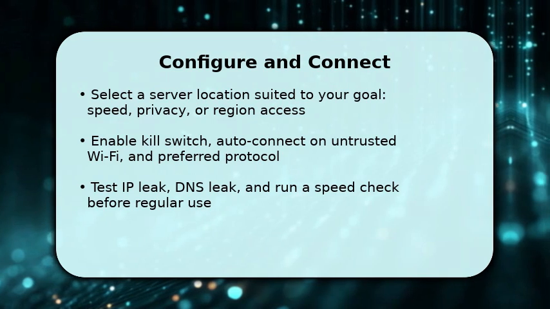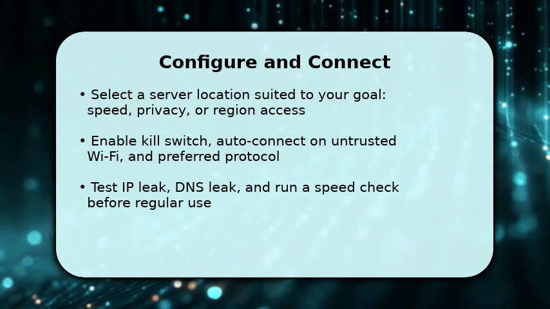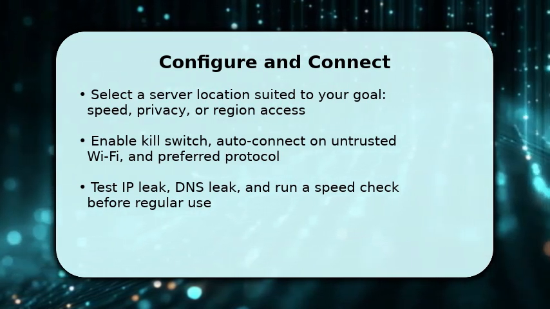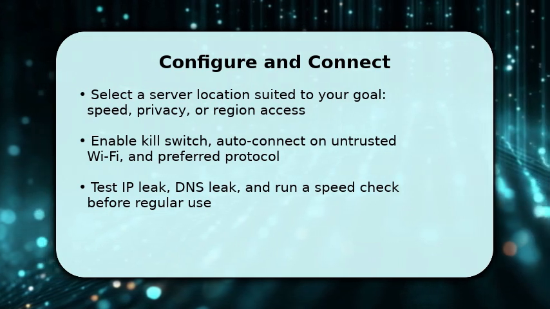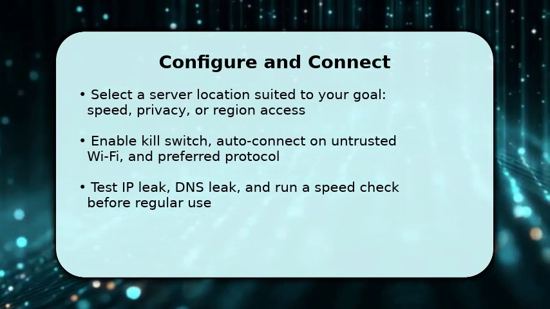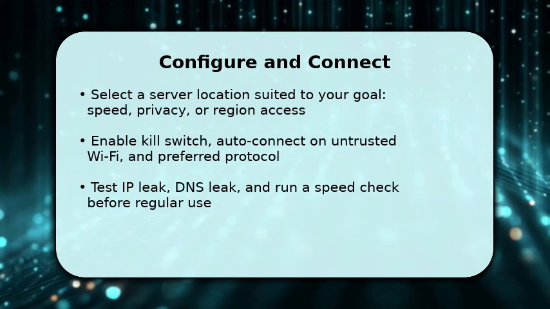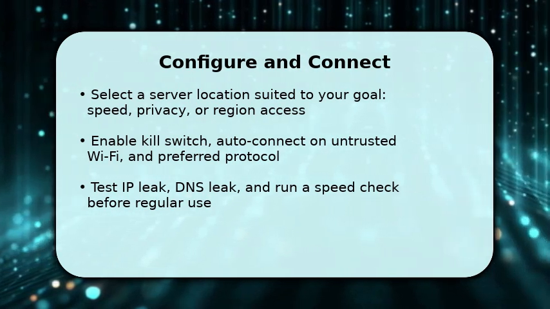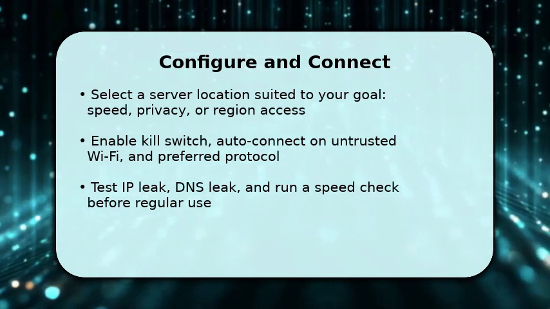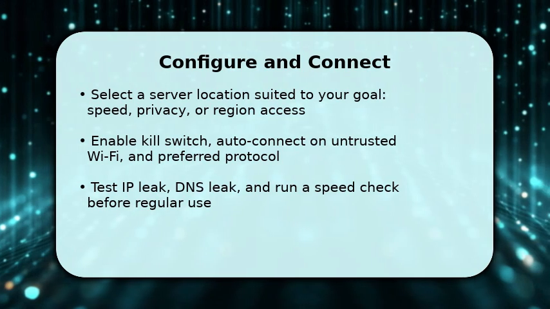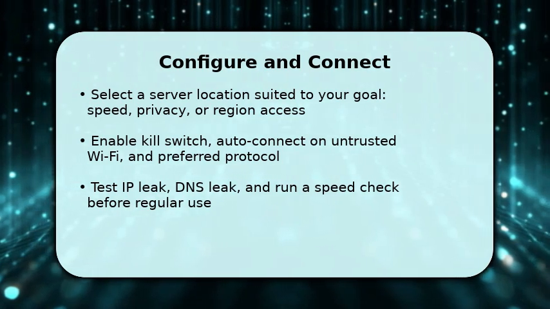Next, open settings and enable the kill switch and auto connect for untrusted Wi-Fi so apps cannot leak without the VPN. Pick a modern protocol like WireGuard or OpenVPN. WireGuard often gives better speeds. Once connected, validate the connection by testing for IP and DNS leaks and running a speed check so you know the everyday impact on performance.